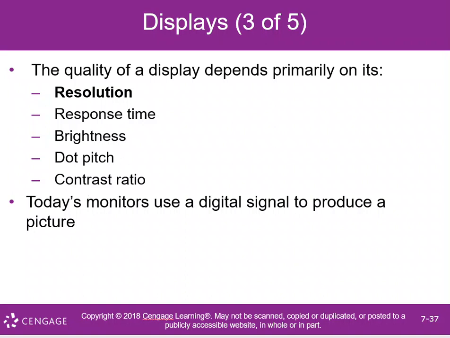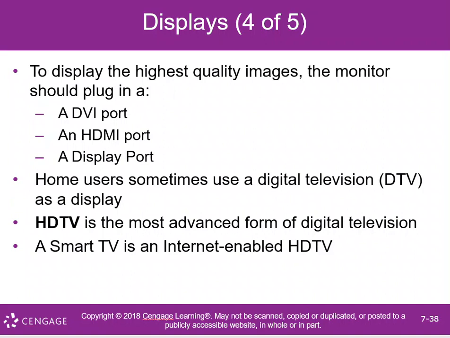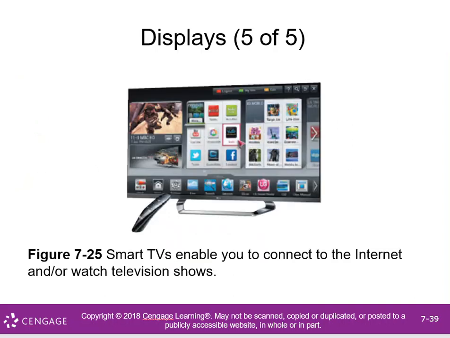Okay. Next, we move to display. To display the highest quality images, the monitor should plug in a DVI port, HDMI port, or DisplayPort. Home users sometimes use a digital television, DTV, as a display. HDTV is the most advanced form of digital television. A smart TV is an internet-enabled HDTV. So smart TVs enable you to connect to the internet or watch television shows.